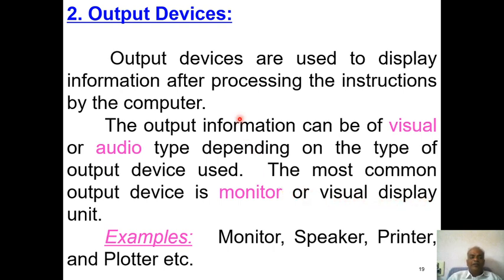So the output device is going to display the data to the outside world. All the output devices are counterparts of the input devices. That means whatever information or data you give through the input device is going to be displayed on the output devices, or you are going to listen to it through audio type devices. So the most common output device is the monitor. Examples are monitor, speaker, printer, plotter, etc.